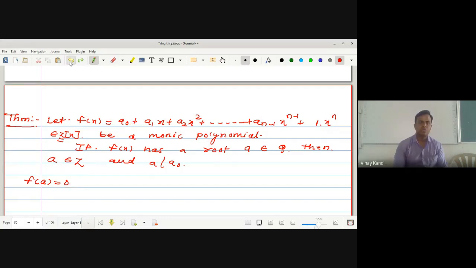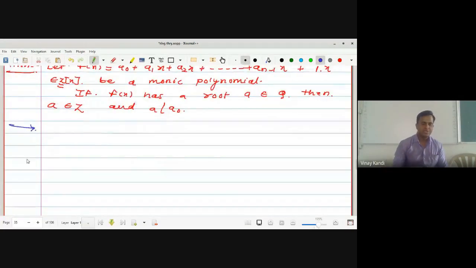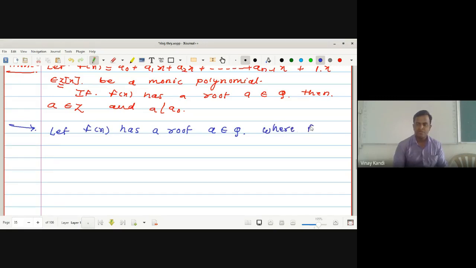Okay. So now look at the proof. Let f of x have a root a belongs to Q, where that f of x belongs to Z of x. Okay, all the coefficients belong to Z. Now, what is given to us? f of x has a root a belongs to Q. What is implied? f of a is equal to 0.